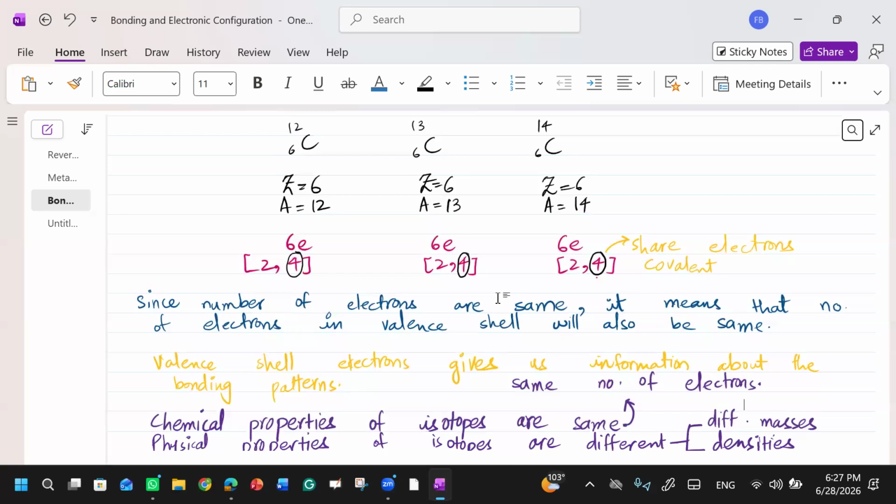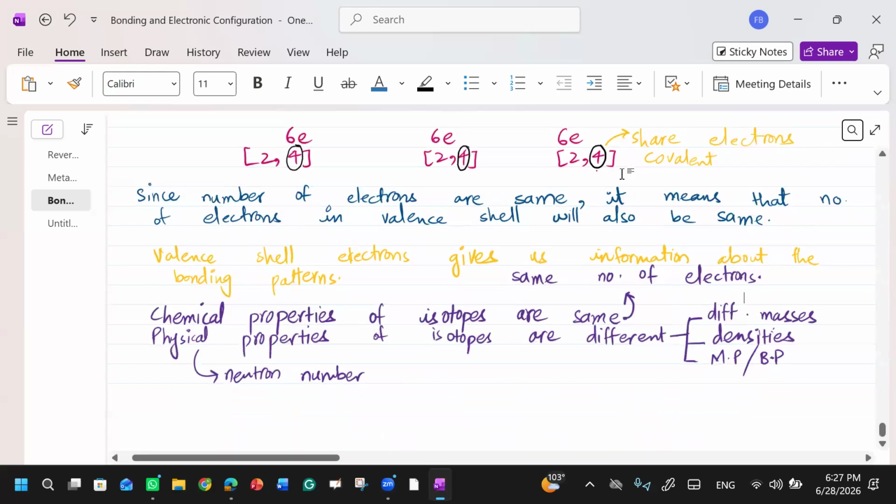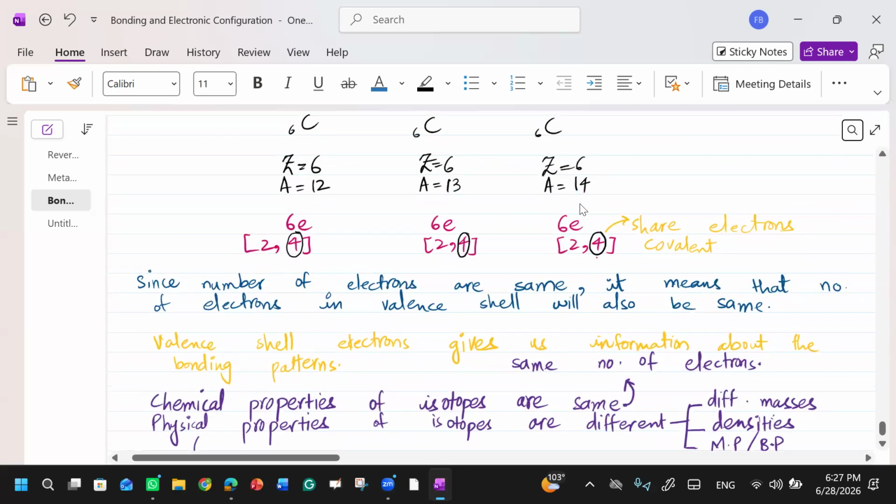And if we talk about the physical properties, physical properties actually depend on the number of neutrons. It depends on the masses. So that is why we say physical properties will be different, right? Why it will be different? Because the physical properties are dependent on the number of neutrons. And number of neutrons, are they same or different in isotopes? In isotopes, they're different. That is why we say the physical properties will be different, right? And that is why they have different masses, because there are different number of neutrons.